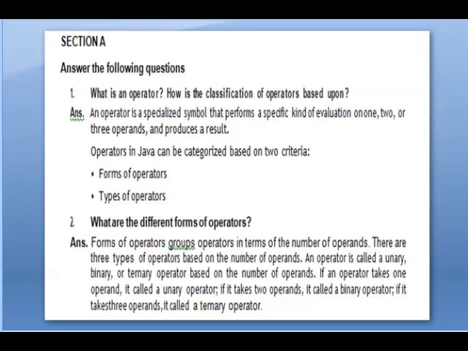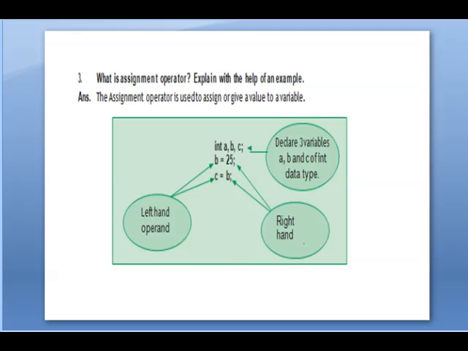Next question is, what is an assignment operator? Explain with the help of an example. The assignment operator is used to assign or give a value to a variable. So the example is like this: int a, b, c. So the variables a, b and c are integers. b is equal to 25 and c equal to b.